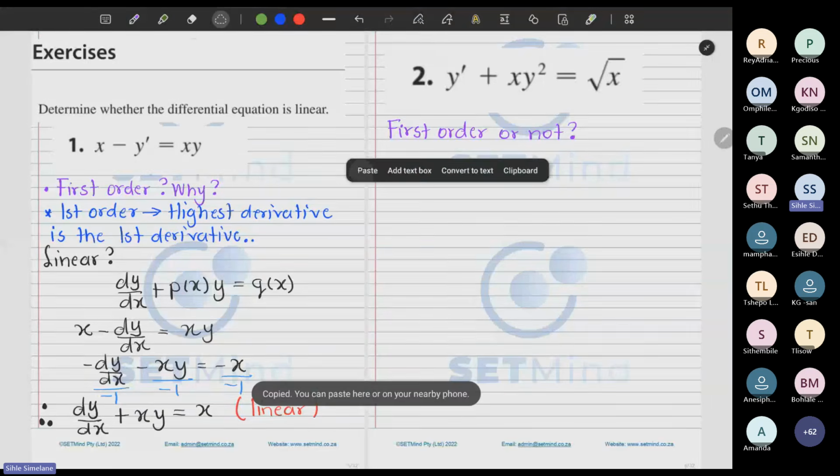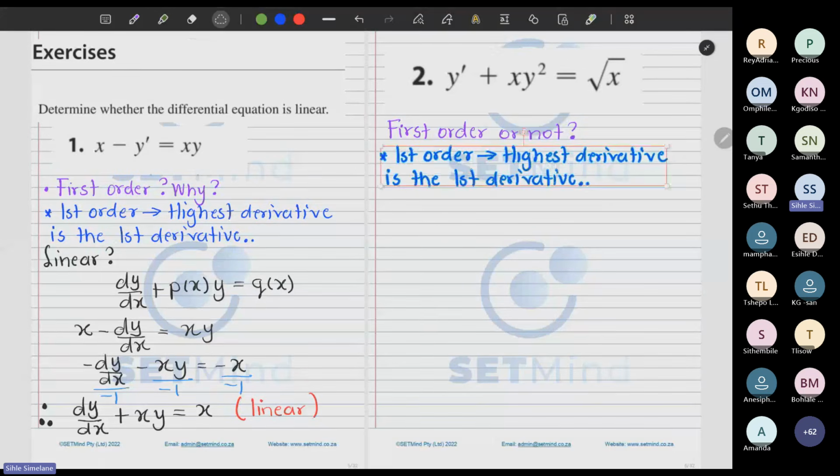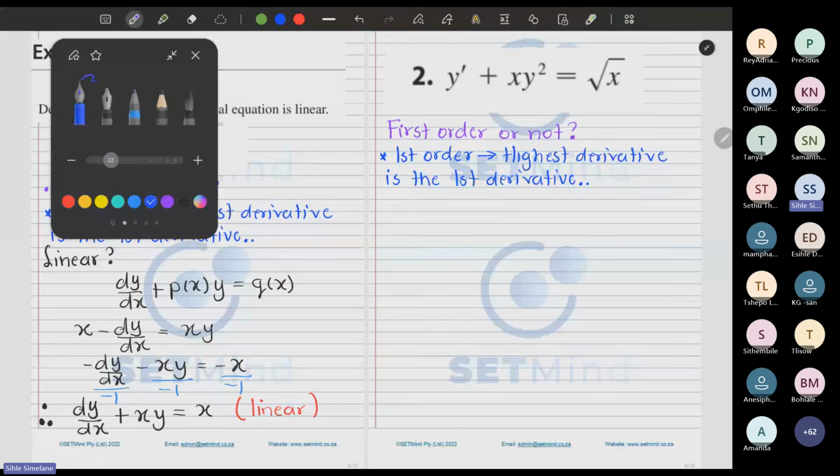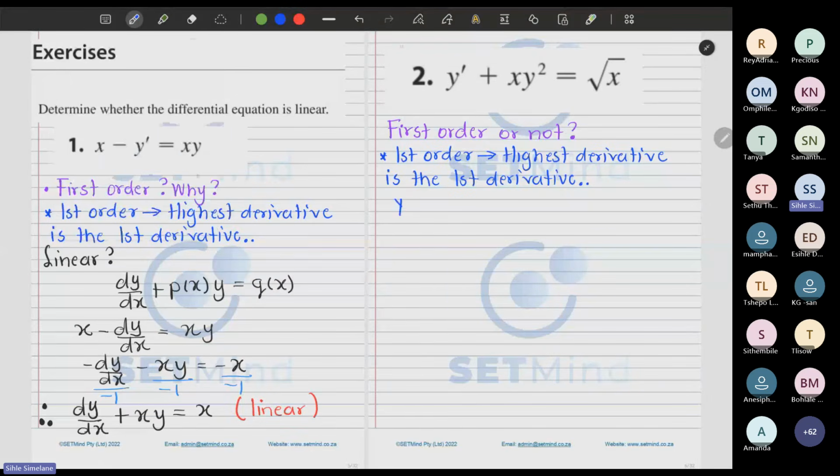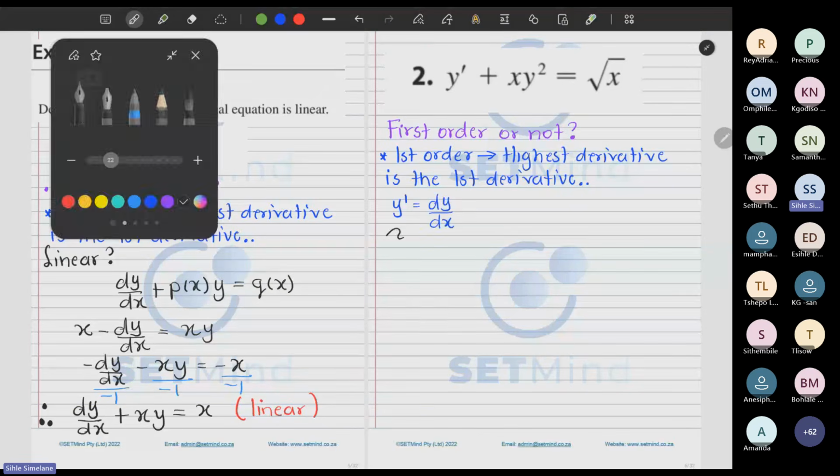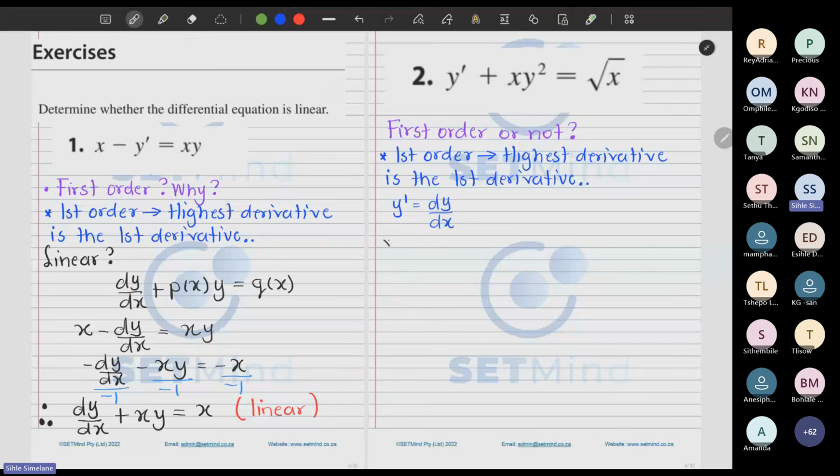Why is it a first order? It is because the highest derivative is the first derivative. So if you look at that y prime there, it is just dy dx, of which this is a first order differential. Okay, so it is definitely a first order problem. And now let's go to the second question. Is this linear?